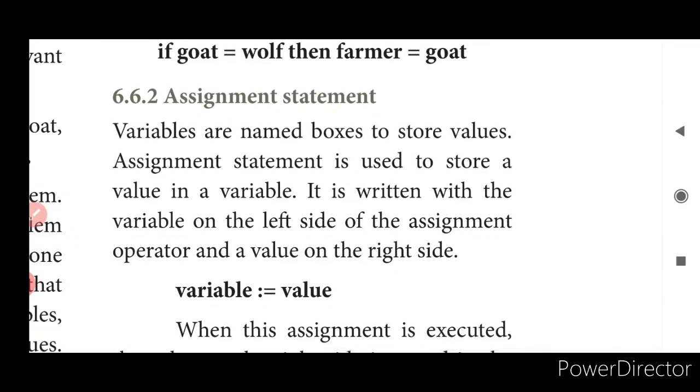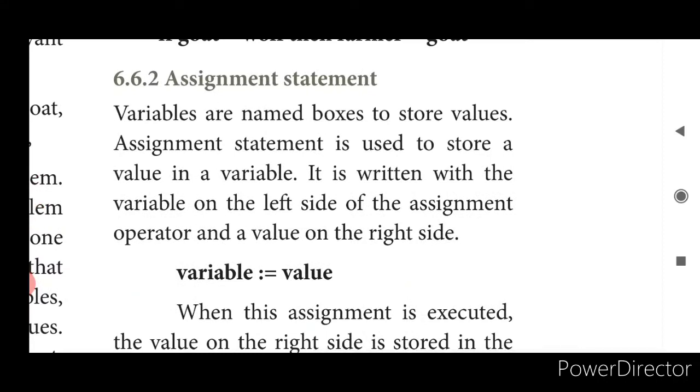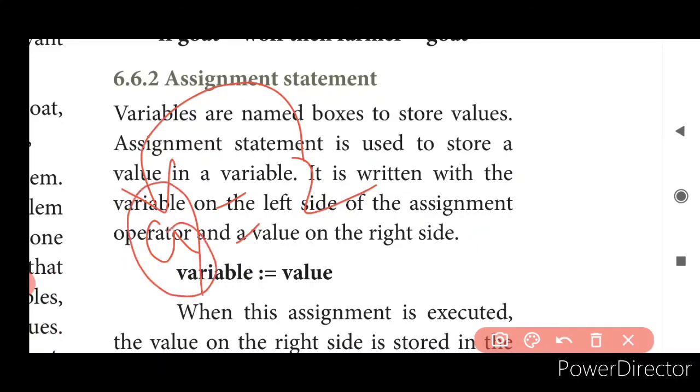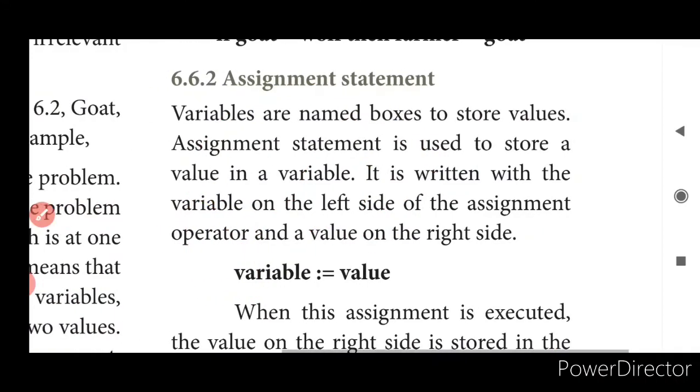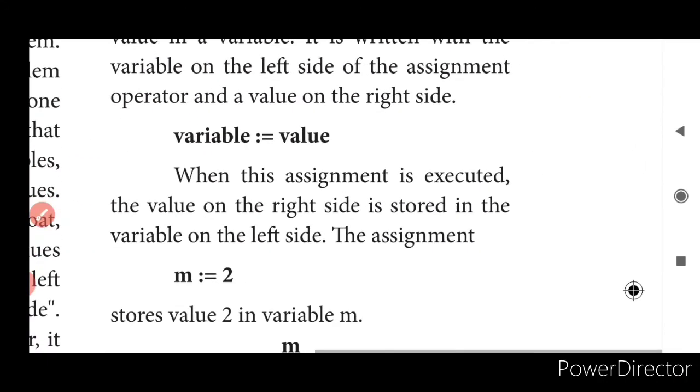Variables are named boxes. A is equal to 2. I already told you, right? A is equal to 2. 2 is being assigned to A. A is going to be a variable, 2 is going to be the value. Variable colon is equal to value. See here, when the assignment is executed, the value on the right side is stored in the variable on the left side.